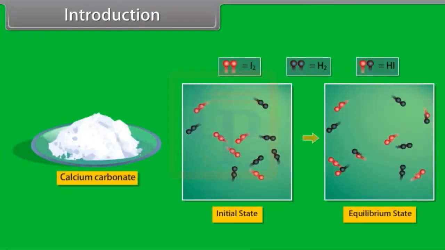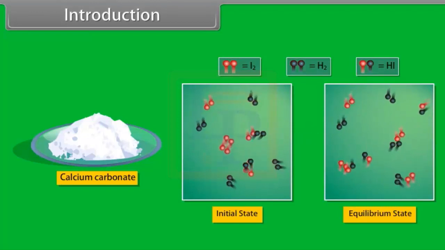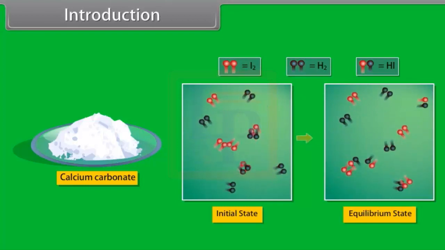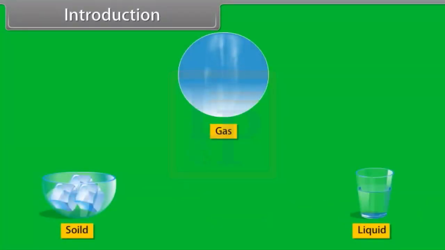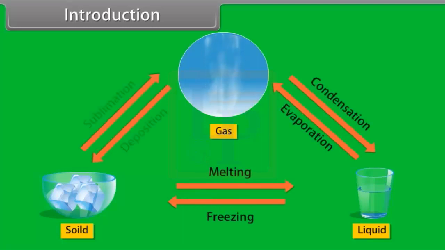The equilibrium in chemical processes such as decomposition of calcium carbonate or reaction between hydrogen and iodine is called chemical equilibrium. The common physical equilibria are solid and liquid, liquid and gas, solid and gas. In homogeneous equilibria, the reactants and the products are in the same phase, whereas in chemical equilibria, the reactants and the products are in the different phase. So, throughout this module, we will learn equilibrium.